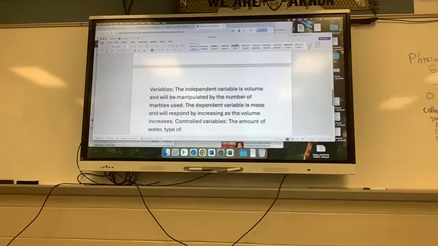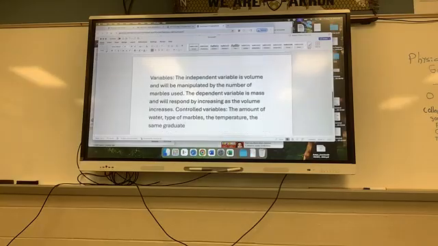Type of marbles. We can put the temperature just for fun. The temperature remains the same. Would the pressure be better for this? It doesn't really matter. We'll say temperature. I would say temperature would affect density more than the other. The same graduate and balance was used. So lots of controls.